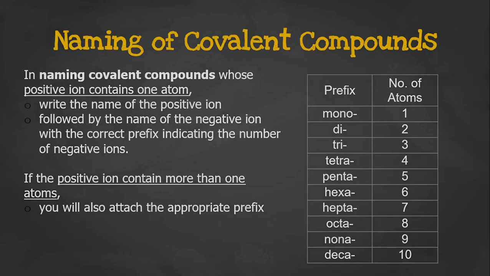Okay. Now, how about covalent compounds? Paano magpangalan? Ito, isa lang yung rule. Or dalawa pala. So, in naming covalent compounds whose positive ion or positive atom contains one atom, you write the name of the positive atom followed by the name of the negative atom with the correct prefix indicating the number of the negative atoms.